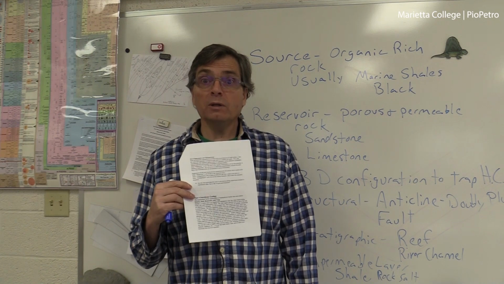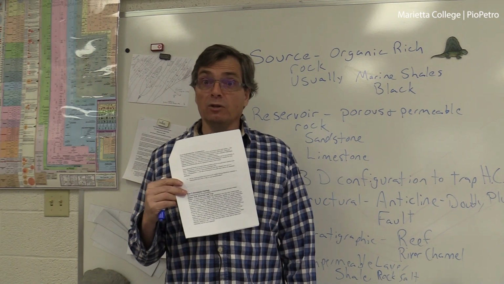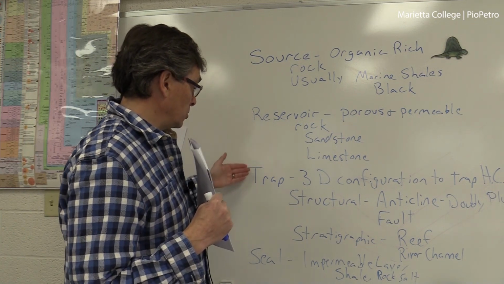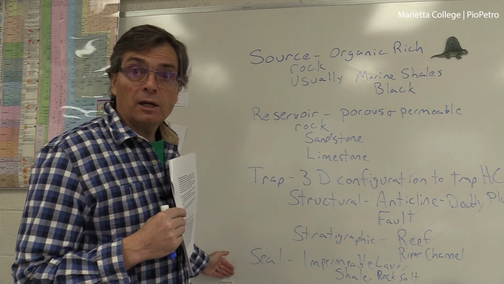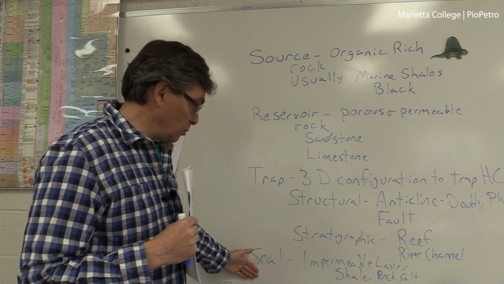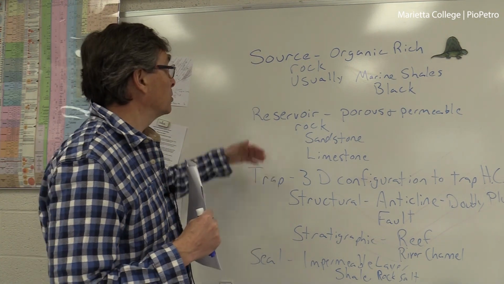So the 4 important criteria that are used by the oil industry are the source, the reservoir, the trap, and the seal. I hope you can see some of the notes that I've written on the board. If you can't, I might have to move something up and down. I think that's probably okay.